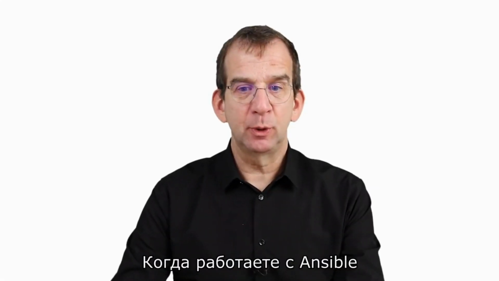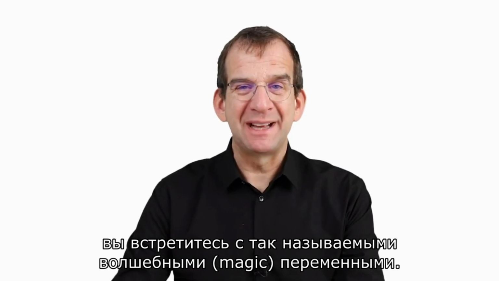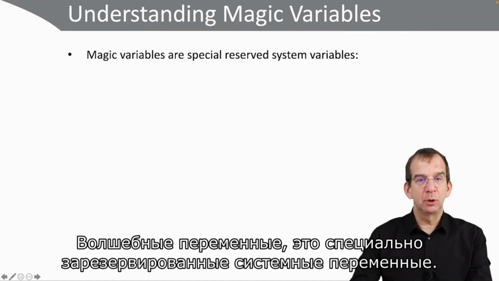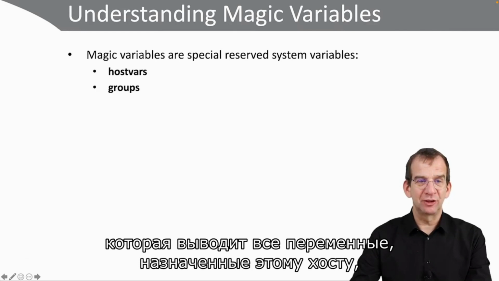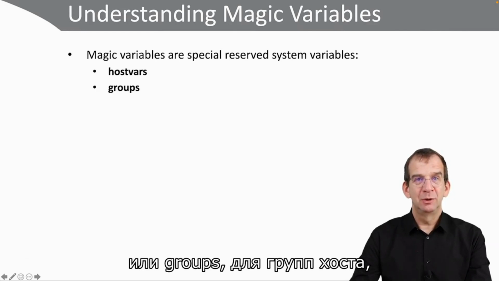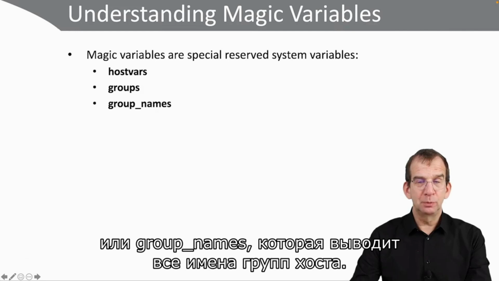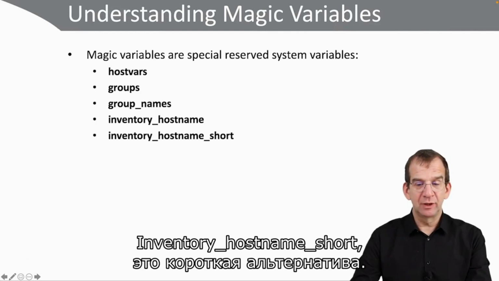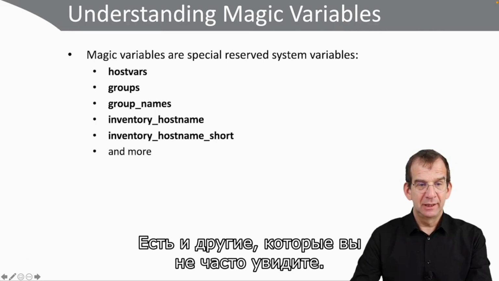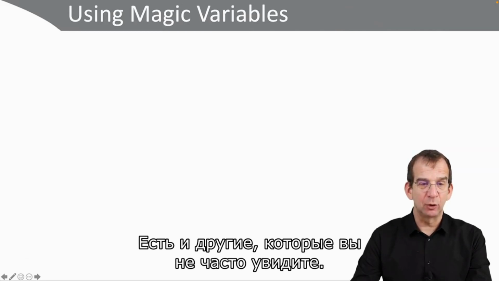While working with Ansible, you will also encounter the so-called magic variables. Let me give you a quick overview. A magic variable is a special reserved system variable. There's a couple of them, like hostvars, which prints all the variables assigned to a host, or groups, which is about all host groups, or group_names, which prints all names of the host groups, or inventory_hostname, that is the host name as defined in inventory. inventory_hostname_short, the short alternative. And there's a couple more which you won't see that often.